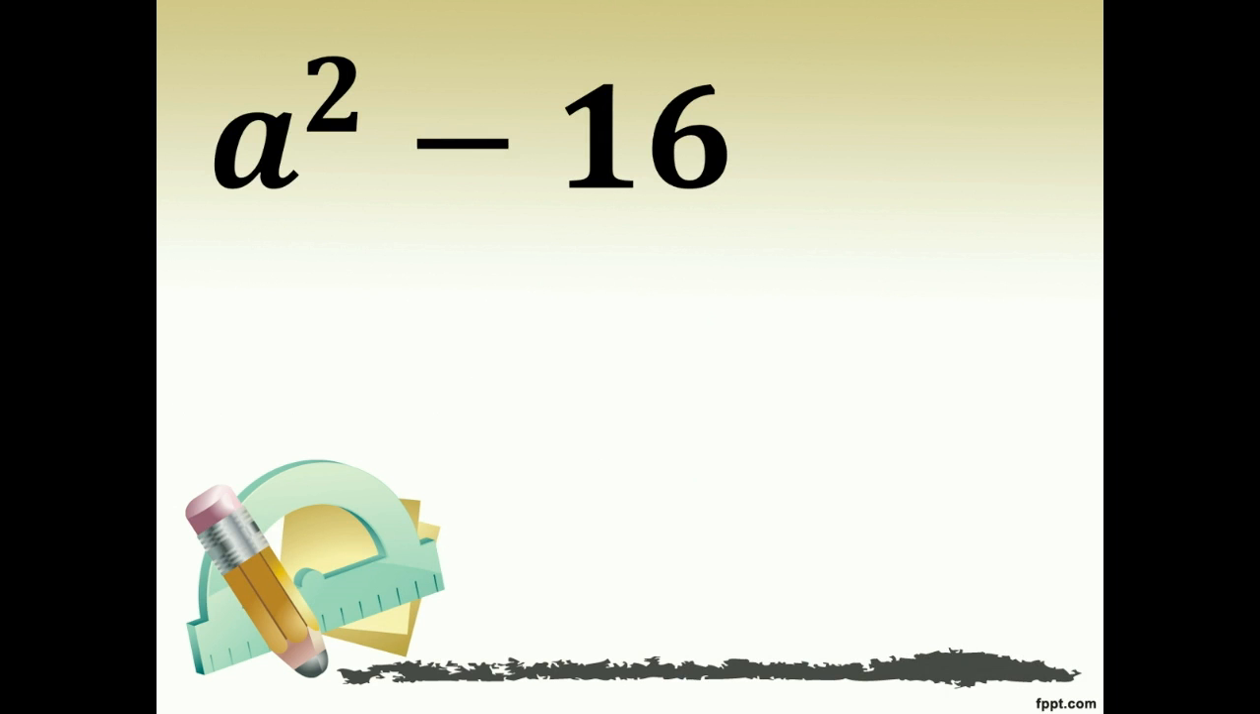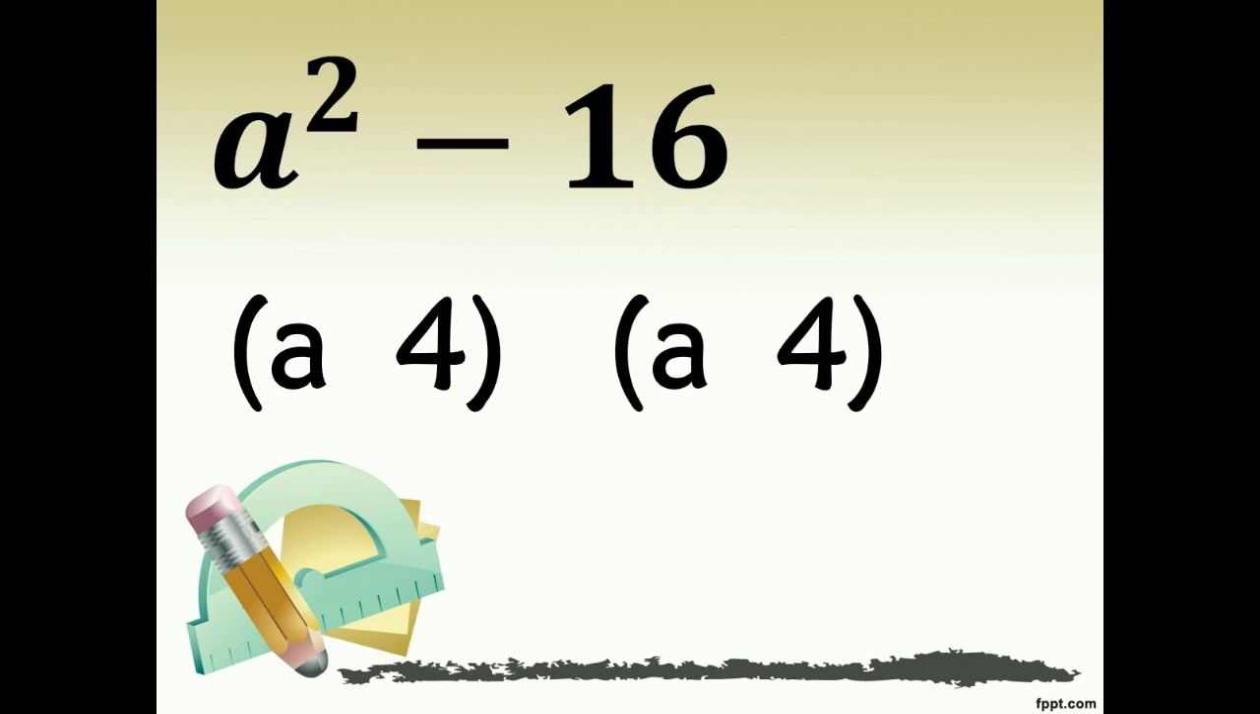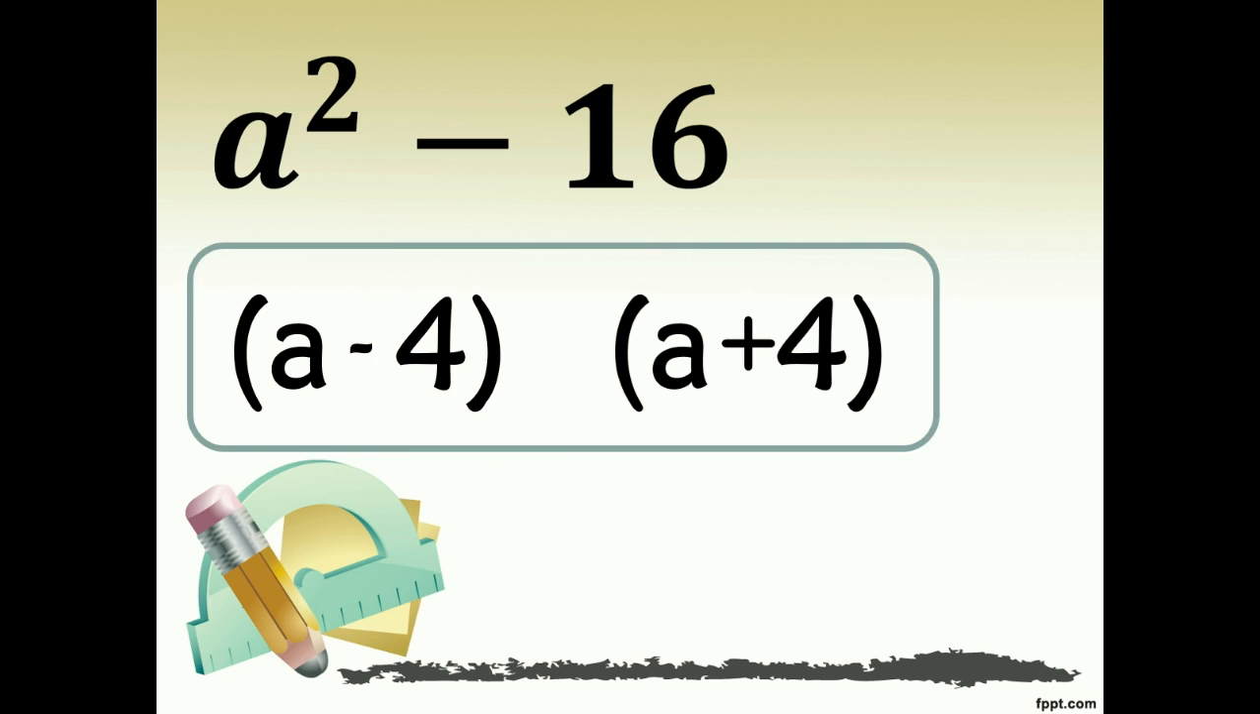Next, a squared minus 16. Square root of a squared is a. Square root of 16 is 4. Double the factors. One is negative, one is positive. Our final answer: a minus 4 times a plus 4.